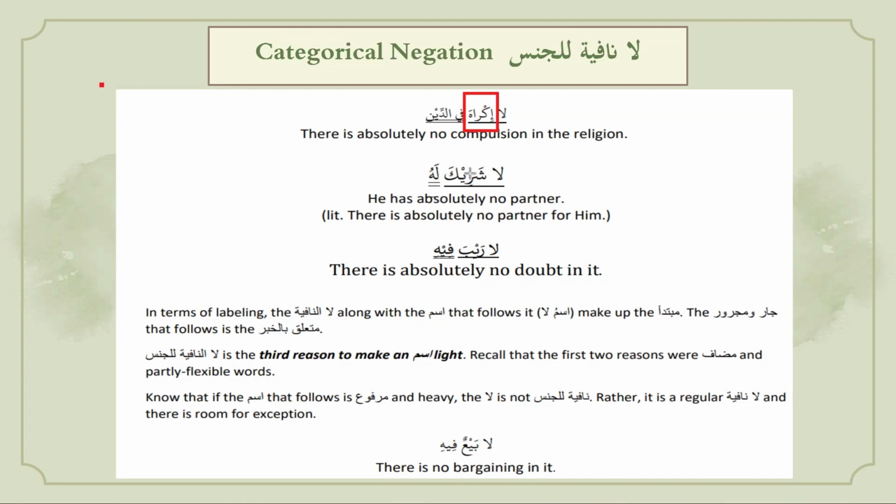Then la sharika lahu. In fid dini, you can see the jar majroor after la plus ism. Then we have another example, la sharika lahu.